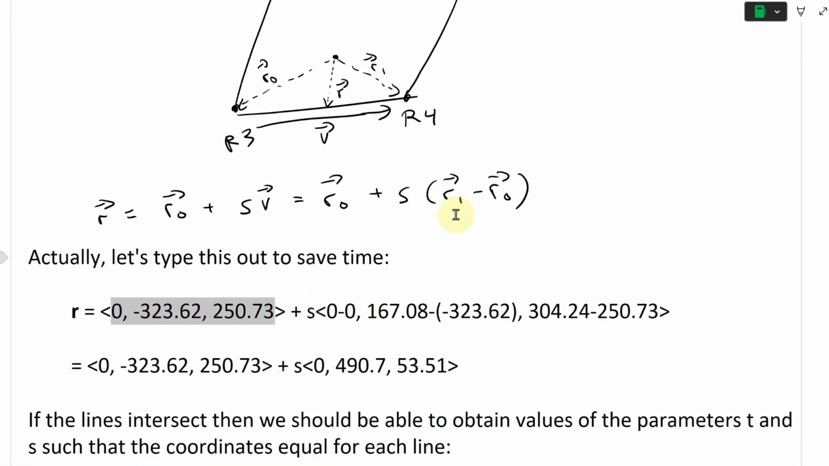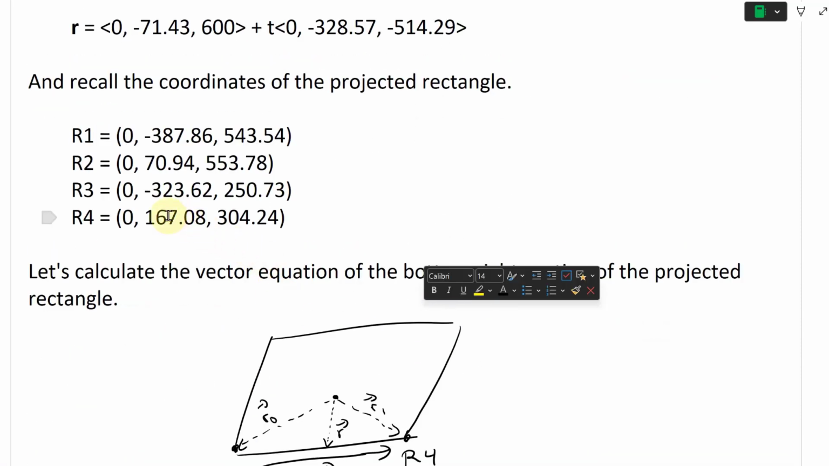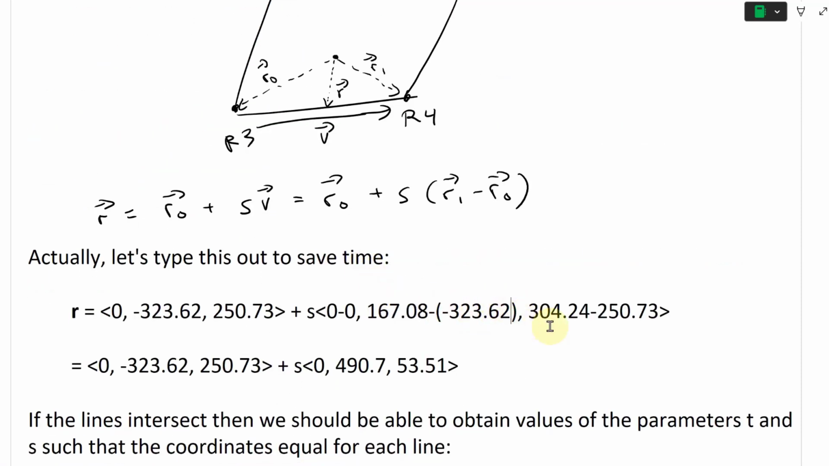And then plus S times, we're going to subtract these. So we go 0 minus 0, then 167.08. So this one minus this, and this minus this. You can have a built-in calculator here. Press space equals, 490.7. Yeah, so that calculation is checked. And then this one here equals 53.51, and that's exactly what we have here.